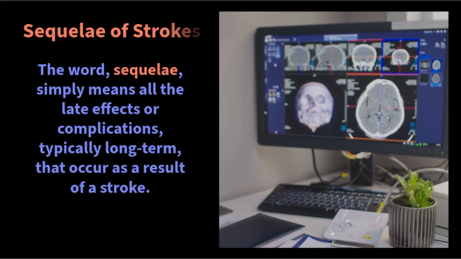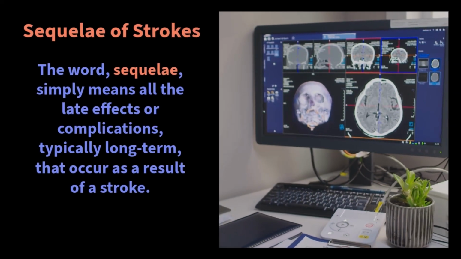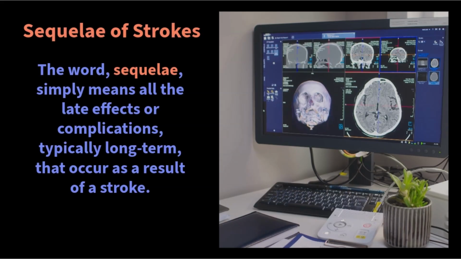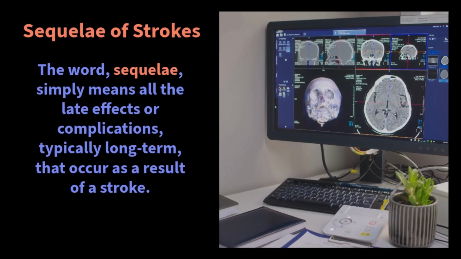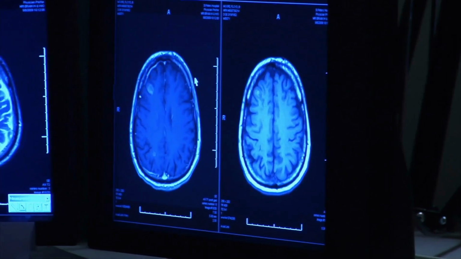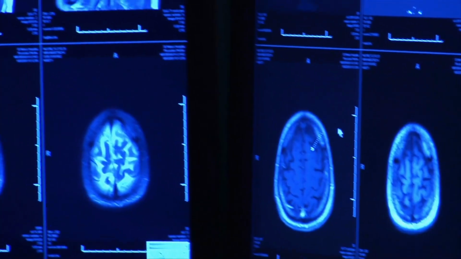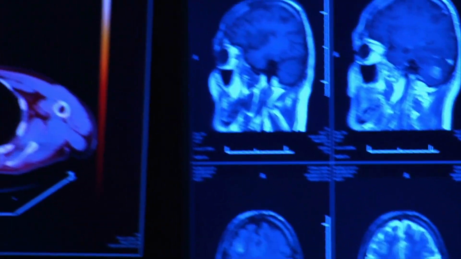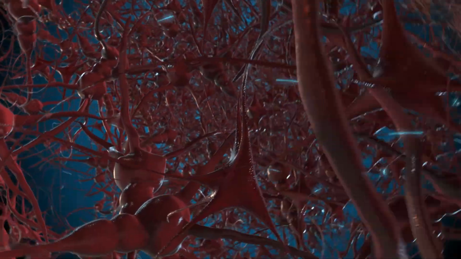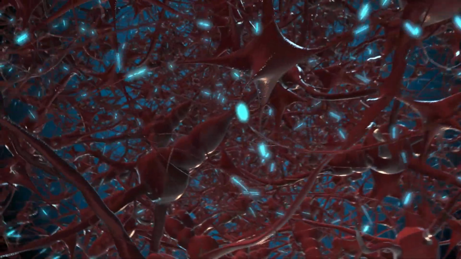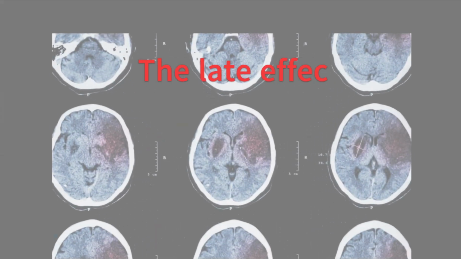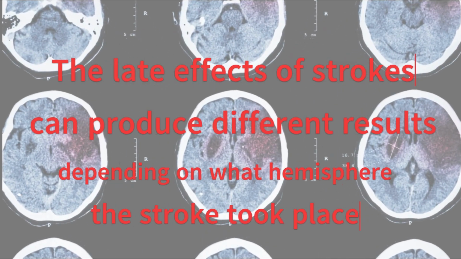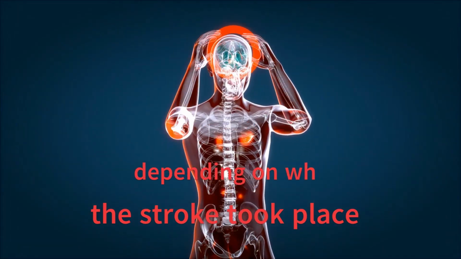Now we're going to talk about the sequelae of strokes, or the late effects. And the word sequelae simply means that the late effects or complications are typically long-term, and these occur as a result of a stroke. Sequelae is actually the plural for the word sequela. There are many and varied types of complications that can result from a stroke. The late effects of strokes can result differently depending on what hemisphere the stroke took place.